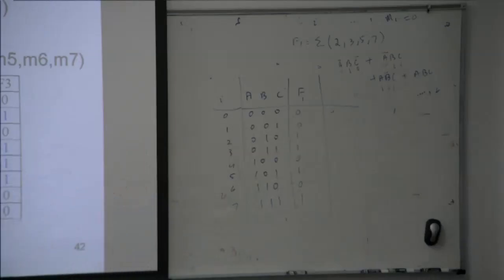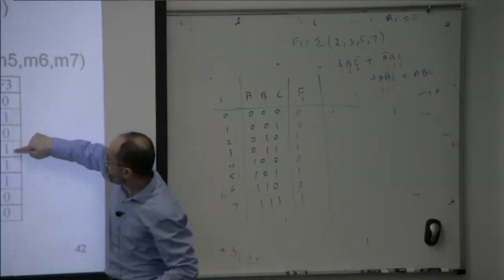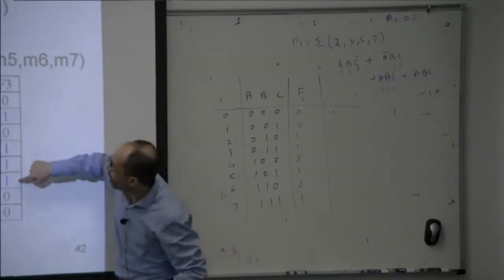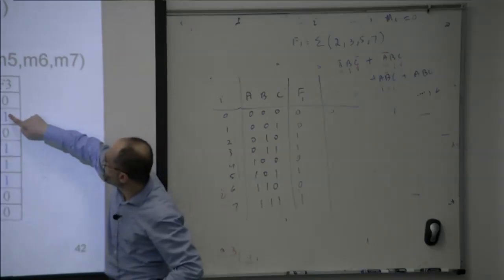4 ones. So since it contains 4 ones, it contains how many min terms? 4 min terms. So the number of ones corresponds to min terms, and the number of 0s corresponds to max terms. Now if you look at F3, how many ones are there? 4 ones. What are these ones? 1, 3, 4, and 5.